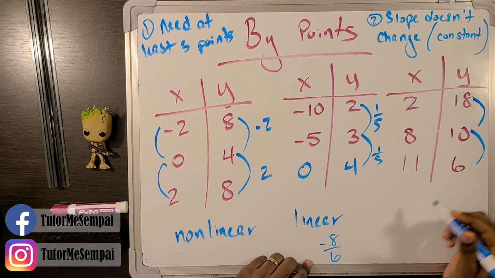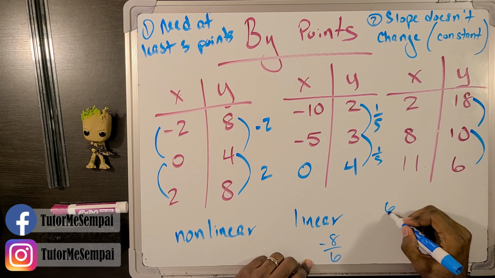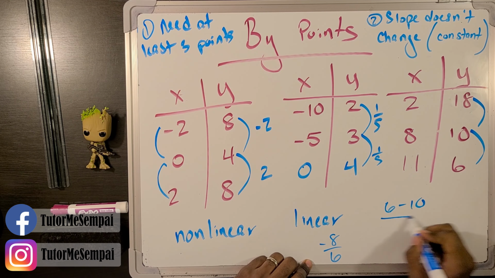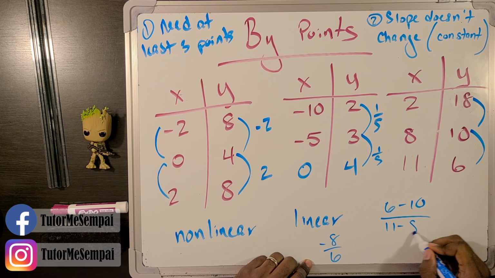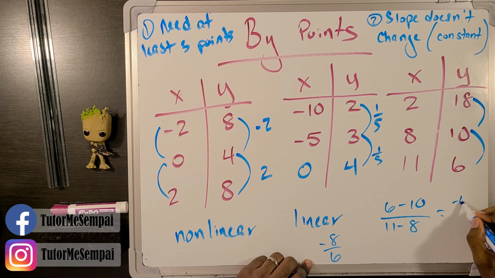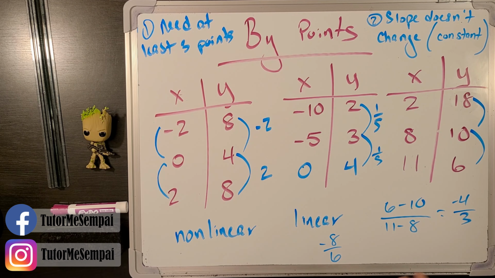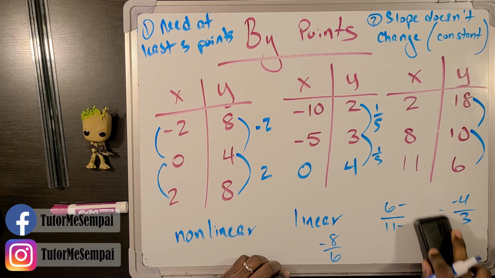So we have this. 6 minus 10 over 11 minus 8. Now this is going to be -4 over 3. Uh-oh. Do we have -8 over 6? Not quite. So you might once again say this is not a linear function because our slope changed. Or did it? This is -4 over 3 and this is -8 over 6. Do we have something in common here?